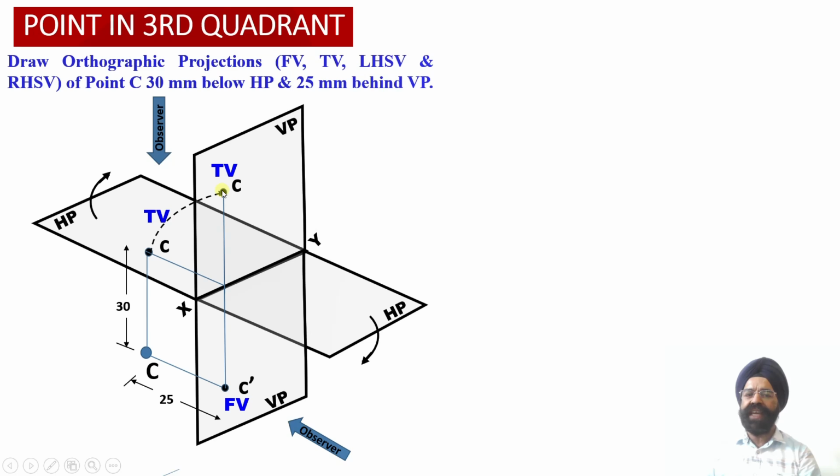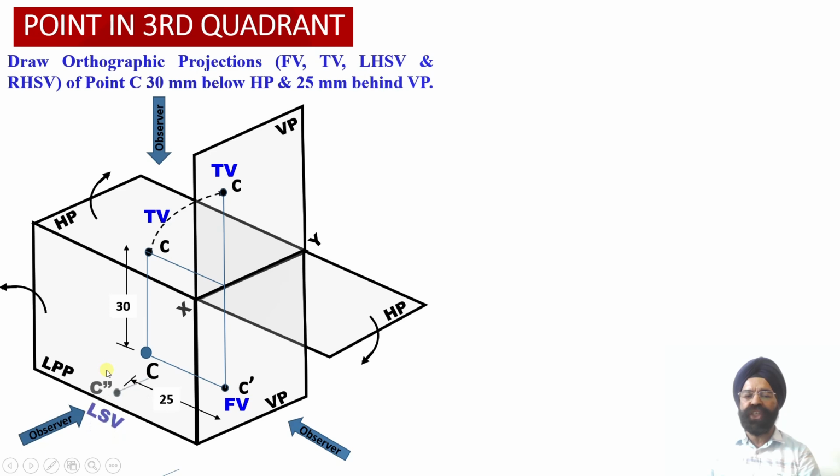So now point C, that is the top view, has been projected above the XY reference line, and now we can check point C and C dash, they are going to lie alongside a single vertical projector line over here. Now next, when we observe this point C from the left hand side view orientation, we are going to observe that the projections of this point C onto the left hand side profile plane will be obtained at this position over here.